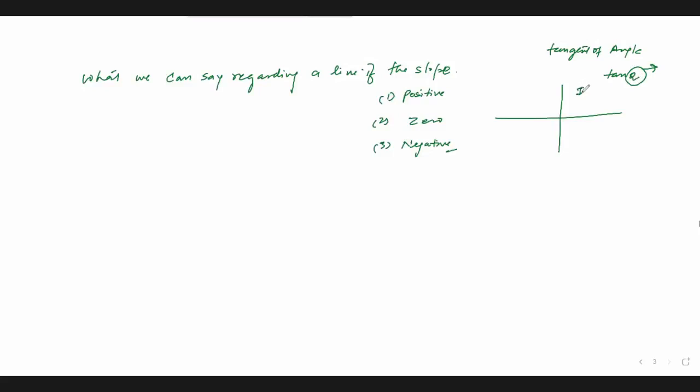So in the first quadrant, as you are able to see, my tan theta is positive. In the second quadrant, it is negative. In the third quadrant, it is again positive, and in the fourth quadrant it is negative.